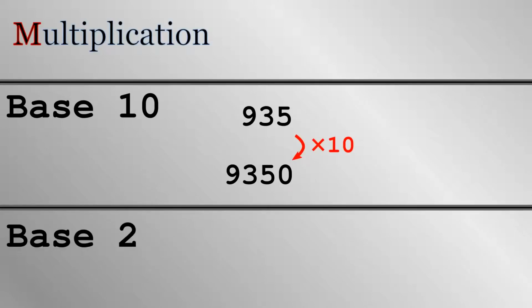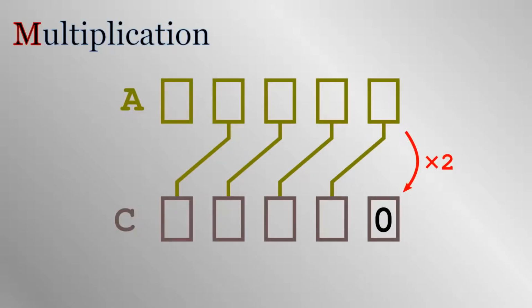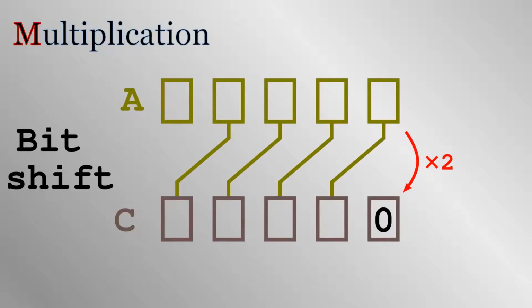In base 10, multiplying by 10 is easy. Just add a 0 onto the end of your number. In base 2, the same is true for multiplying by 10 in binary, or 2 in base 10. So multiplying by the numbers 10, 100, 1000 in binary just involves shifting each bit to the left and putting a 0 on the end, which is unimaginatively called a bit shift.